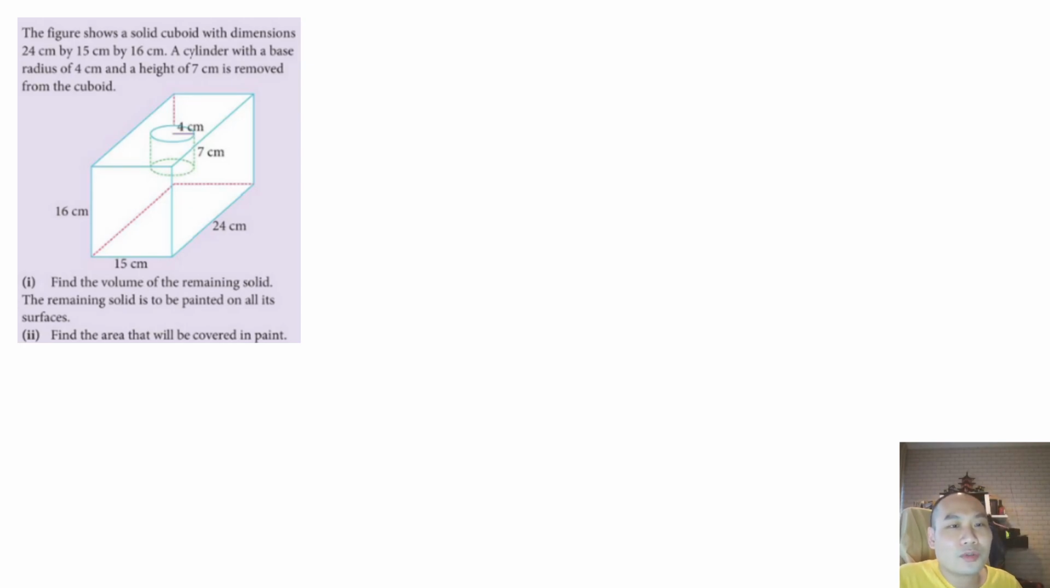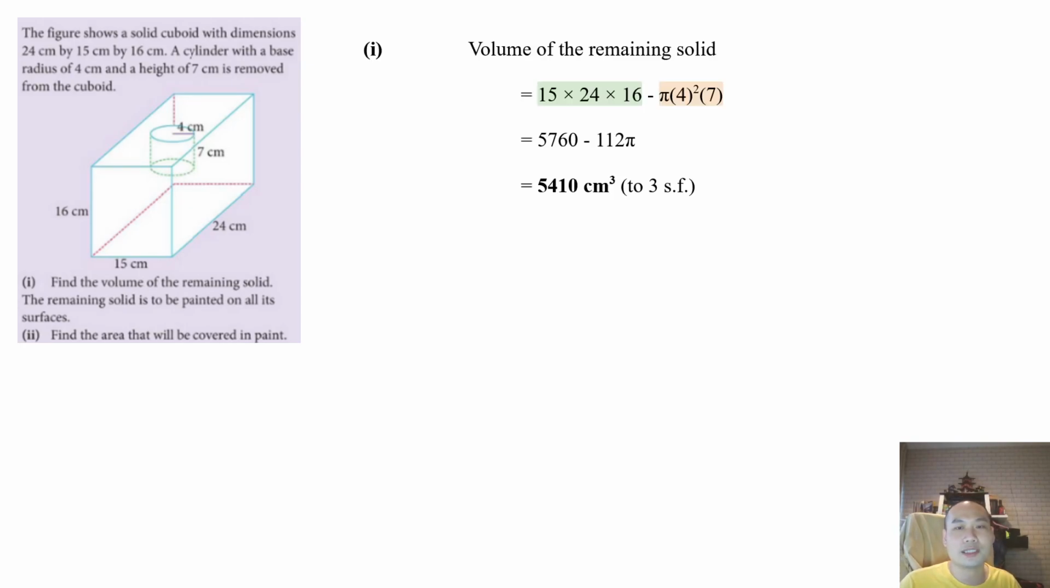So we have these dimensions, and we are told to find the volume. We just need to take the volume of the entire cuboid, which is highlighted in green in this case, length times breadth times height, minus away the volume of the cylinder, which is pi r square h. We already know that. It's highlighted in orange, right? So you work it out, you have 5,410 rounded off to 3 significant figures. So that's the first part.